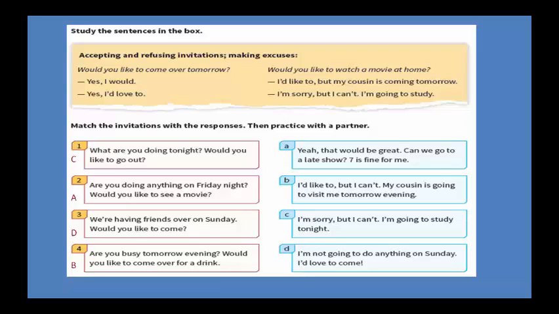Can we go to a late show? 7 is fine for me. This is accepting. I'd like to, but I can't. My cousin is going to visit me tomorrow evening. This is refusing. C. I'm sorry, but I can't. I am going to study tonight. This is refusing. D. I am not going to do anything on Sunday. I'd like to come. This is accepting.